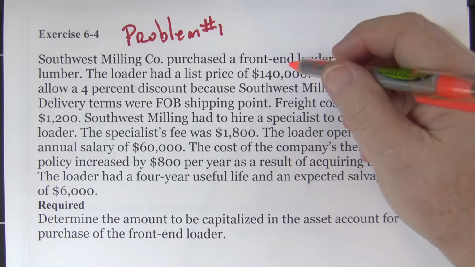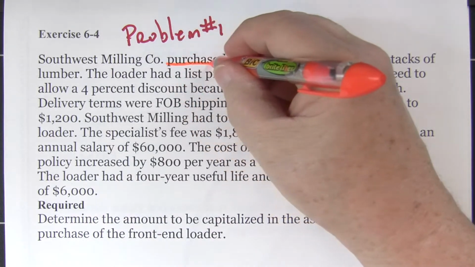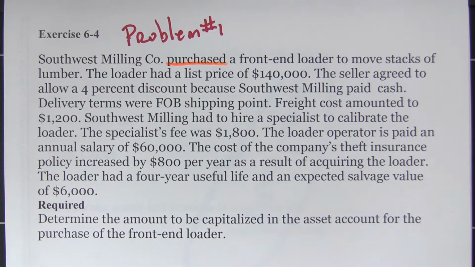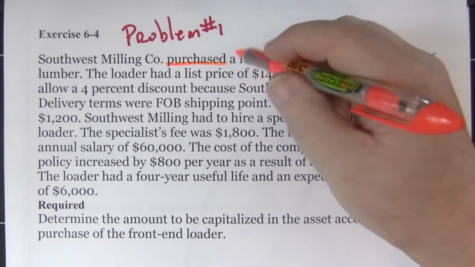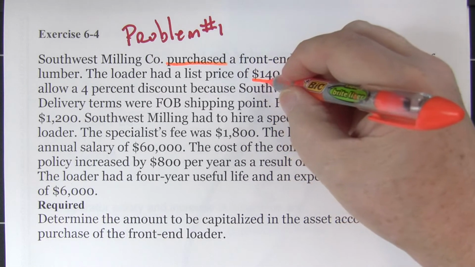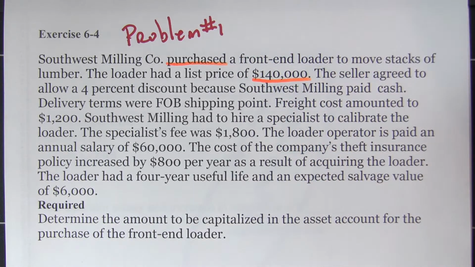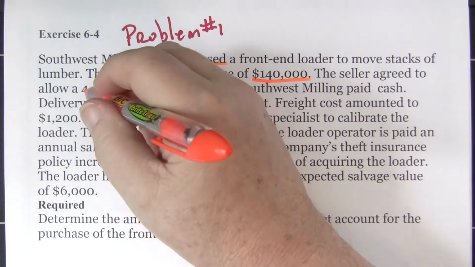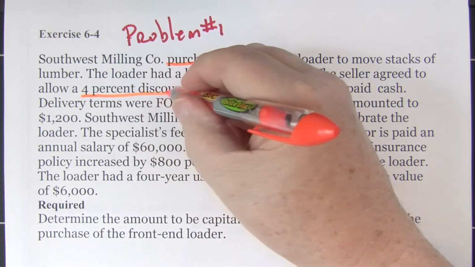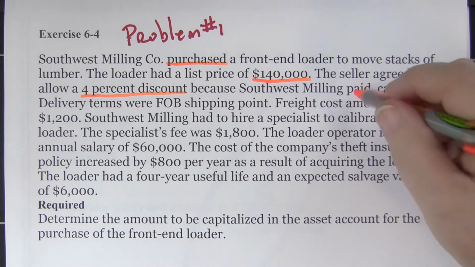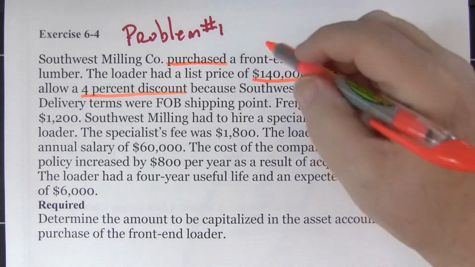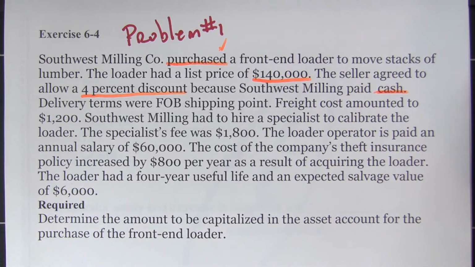Well, they purchased a front end loader, so purchased. We're going to look to see cash or accounts payable. To move stacks of lumber, yeah, wonderful. The loader had a list price of $140,000. Pretty sure we're going to need that. The seller agreed to a 4% discount. We're going to need that because they paid cash. Okay, so now we know that the purchase was for cash. So we're not going to have a payable.